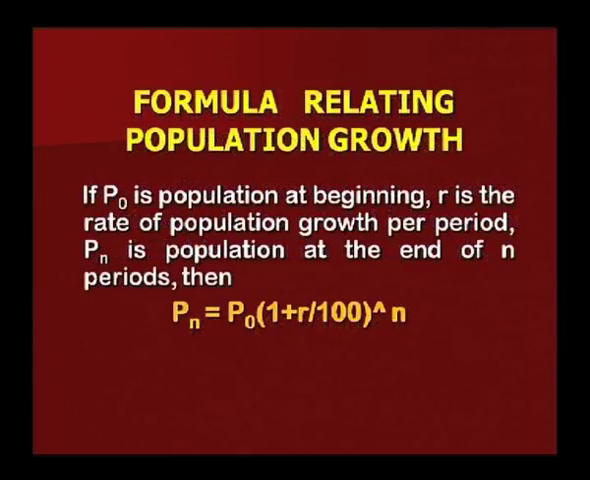Now we discuss formula relating population growth. If P naught is population at beginning, R is the rate of population growth per period, Pn is population at the end of n periods, then Pn is P naught multiplied by (1 + R/100)^n. This is similar formula as compound interest formula, but it is applicable to population growth calculation.